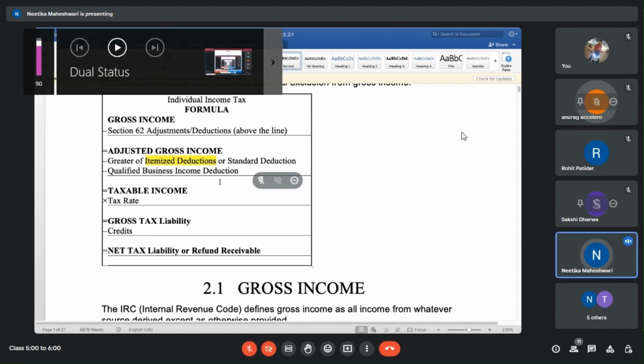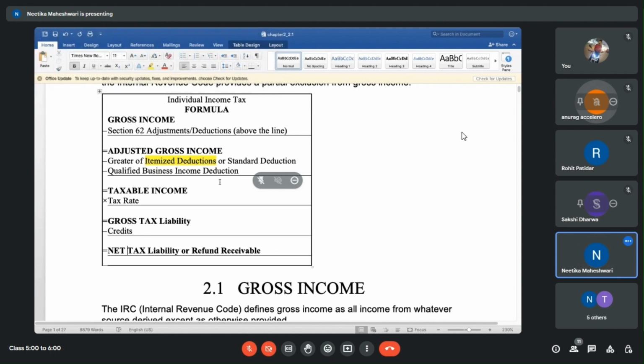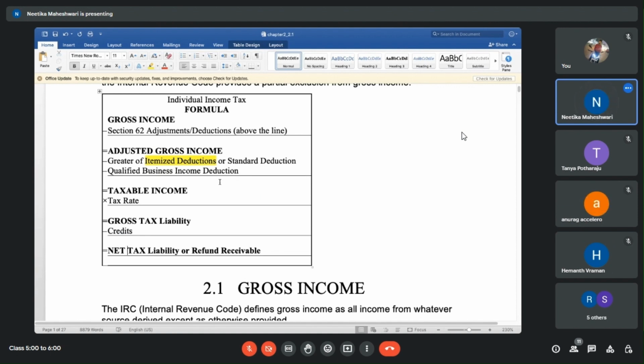Bonus is usually not a separate item. It's all part of salary from a US perspective. Anything else? What else will come up as income? Capital gains. Yes. Professional income or business income.